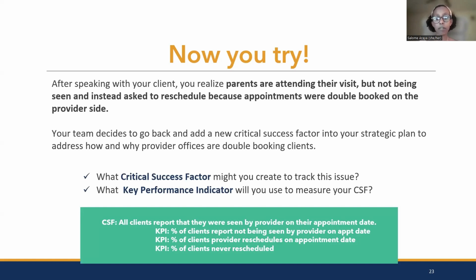And so if you're thinking about all patients being seen, a key performance indicator might be the number of patients that are seen on their appointment date, and another one might be the number of patients that are not seen on their appointment date. We've also provided an example here where a critical success factor might be that all clients report that they were seen by the provider on their appointment date, which was basically the one that Todd shared. And some KPIs related to that might be the percent of clients that report not being seen by the provider, the percent of clients that the provider reschedules on the appointment date, and the percent of clients that were actually never rescheduled. And so you'll see here that this can always be used interchangeably. Sometimes there might be whole numbers that you want to collect versus the percentage. But it's really up to you and your organization to define which one will be beneficial to your strategic plan overall.